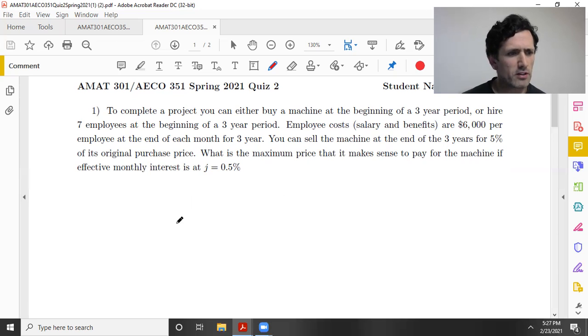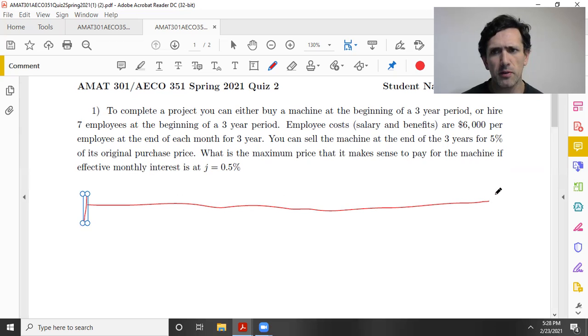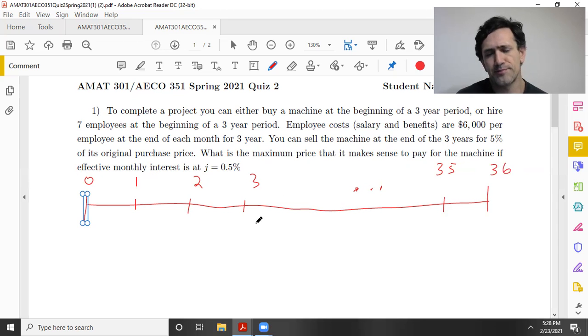So, what are the employee costs? Let's just draw a time diagram. I think drawing a time diagram here helps. So let's do months 0, 1, 2, et cetera, all the way to 35, 36, which is 3 years. 3 times 12 is 36. So you've got 6,000. You don't have to draw a time diagram. I think some people didn't. That's fine.